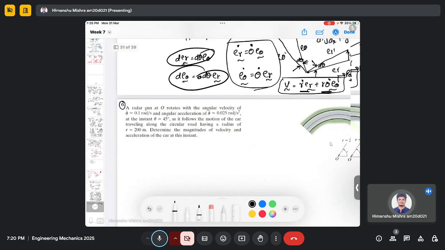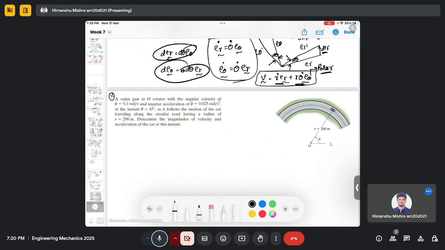So let's solve this one. Here we have a radar gun at O that rotates with angular velocity theta dot 0.1 rad per second and angular acceleration theta double dot 0.025 rad per second square at the instant theta equals 45 degrees, as it follows the motion of a car traveling along a circular road having a radius r of 200 meters. Determine the magnitude of velocity and acceleration.